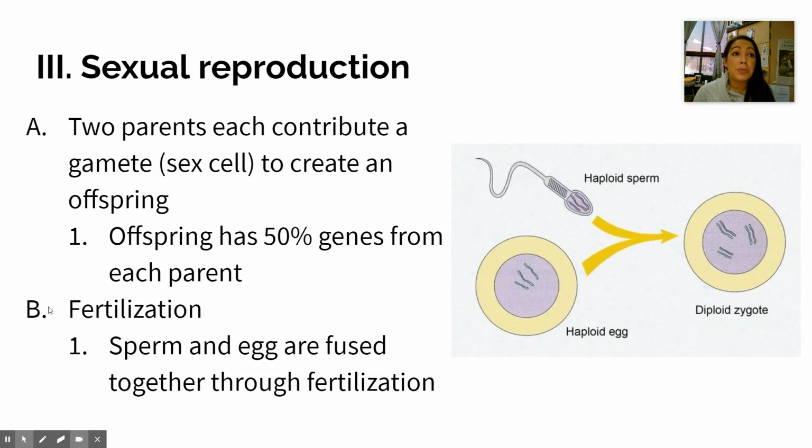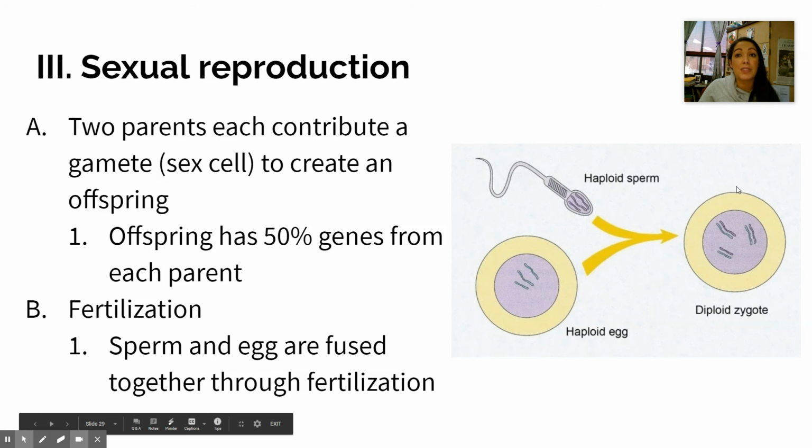Okay, so in sexual reproduction, two parents are going to contribute a gamete or a sex cell to create an offspring so that each offspring will have 50-50 genes from each parent. The process of those genes combining, those gametes combining, is called fertilization. In most animals, we'll call those gametes sperm and egg. So the sperm and the egg are fused together. And when they're fused together, that's the process of fertilization.